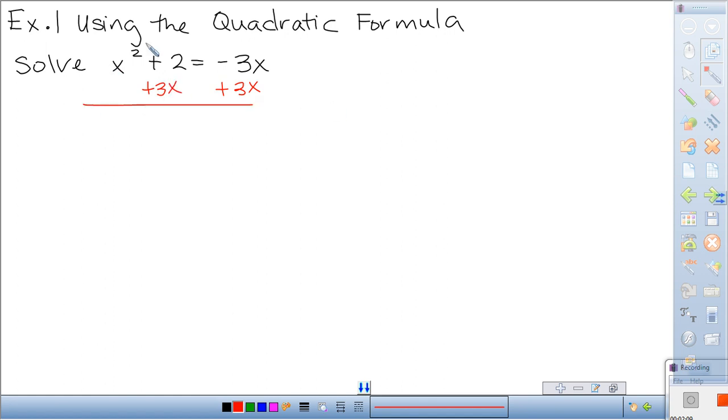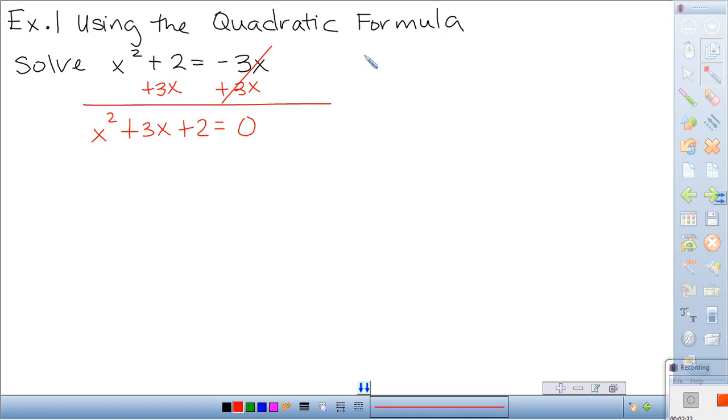And notice that x squared, 2, and 3x are all different terms, so I can't add any of these together since they're unlike terms. So I'll just write them down in order, in standard form, starting with my highest exponent: x squared plus 3x plus 2 equals negative 3x plus 3x, which is 0. And that's what we wanted. We need our equation set equal to 0 before we can do anything.